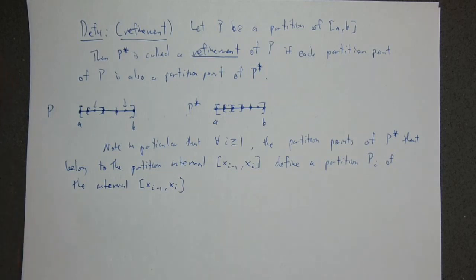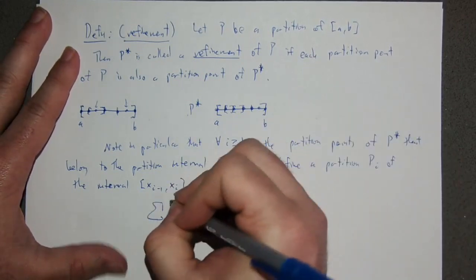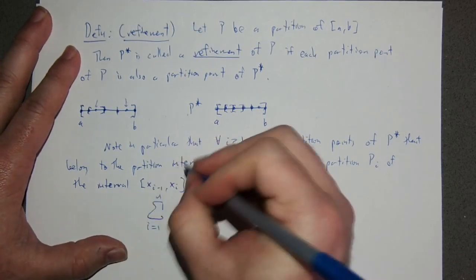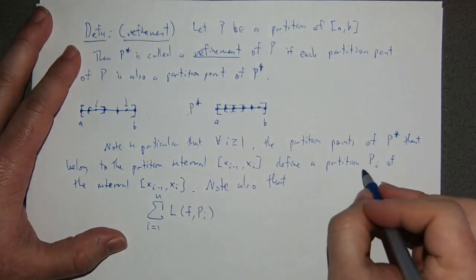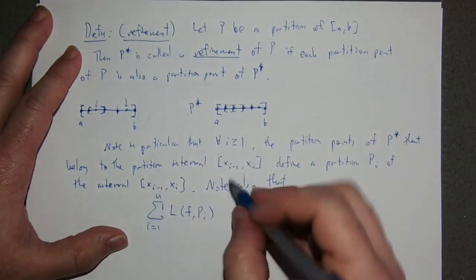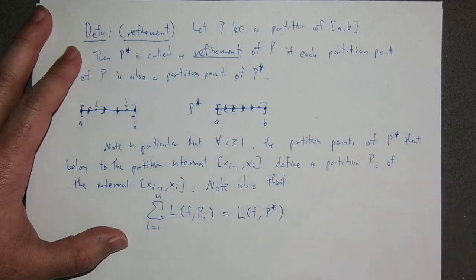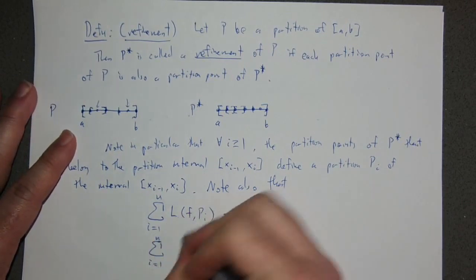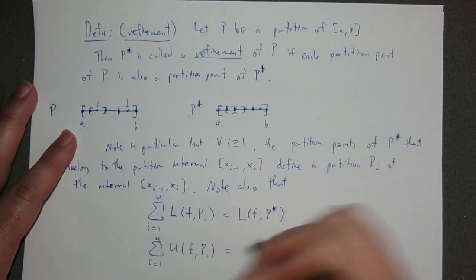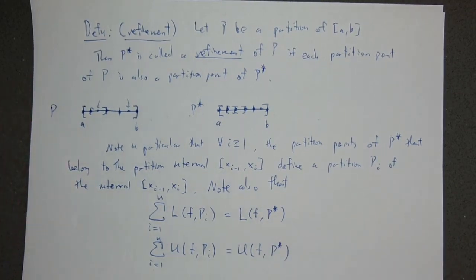And then furthermore, note also that the sum from i equals 1 to n of the lower Darboux sums for these P sub i partitions that are partitions of the partition P, if you sum up all of those, this actually is the lower Darboux sum of f relative to the refinement P star. And similarly, the same sum for the upper Darboux sums is the upper Darboux sum of f relative to this refinement P star.